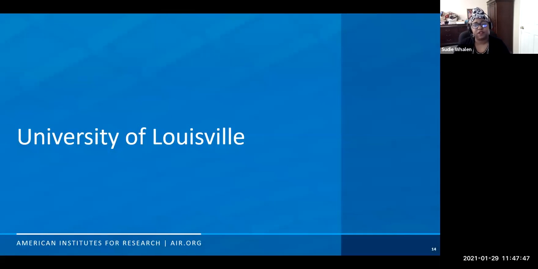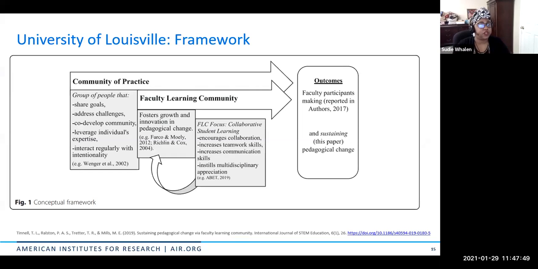Let's look at the University of Louisville. So University of Louisville, this study is rather long. So if you want to read it, feel free to. But they had a really interesting framework that I really liked. They started out looking at communities of practice and working as a community of practice, and they moved into a faculty learning community. And then they decided to write about their outcomes, which is what the paper that the study was about. And so the faculty participated in making and reporting all these things. So not only were they part of the community practice and the faculty learning community, they were also part of the research team that contributed to this paper.